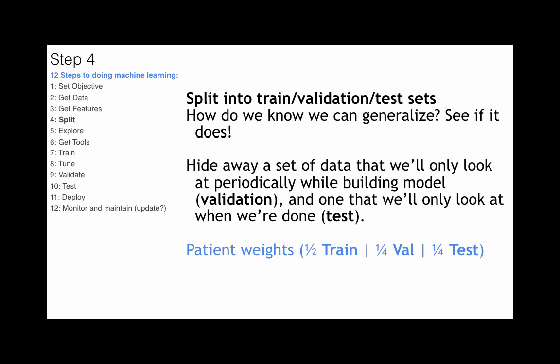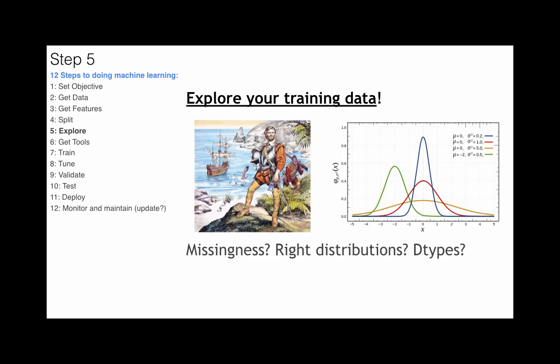Right? So we hide away some data that we're only going to look at periodically. That's the validation set. We're going to ignore that for the purpose of the discussion, especially in the context of a linear regressor. And we're only going to look at the test set when we're done, to see how we generalize to the next patient.